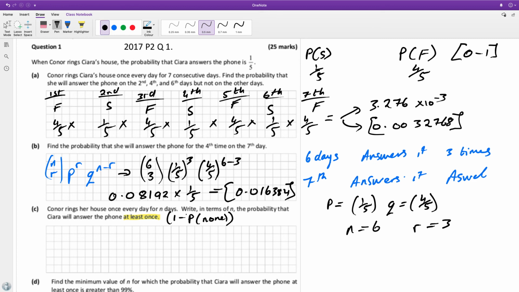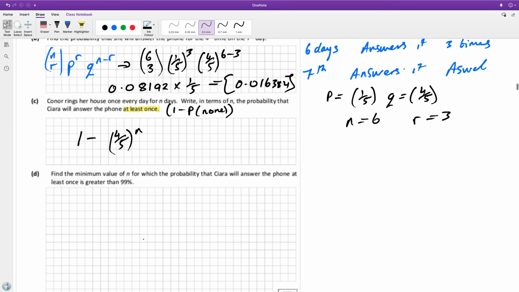Right, any idea? 1 minus none, 4 over 5 to the power of n. Failure is 4 over 5. How many times? We don't know, which is n. Right. Part D, all in line with it.